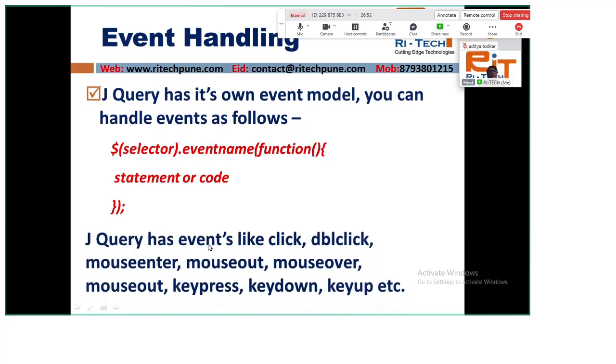Now here, jQuery has its own events like click, double click, mouse enter, mouse out, mouse move, key press, key down, key up. So similar to JavaScript, we had a word about this in JavaScript also. It has a set of events, and those events can be used here to write or execute some code.